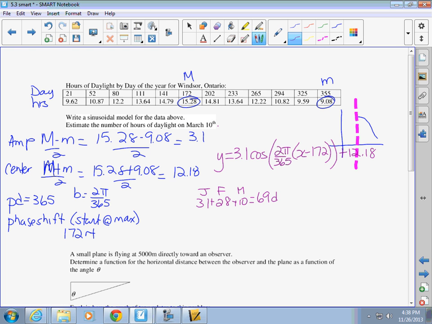So what you're going to do is substitute 69 into this function. You can do this right in your calculator. You don't have to do the y equals, but 3.1 cos 2 pi over 365. Again, you'll probably have to put that in its own bracket. 69 minus 172, close your bracket, plus 12.18. When you do that, your y should equal 11.6 hours.